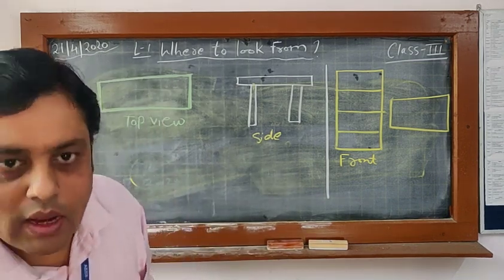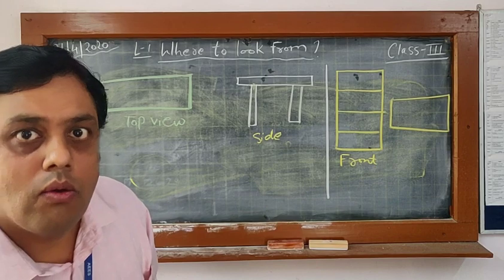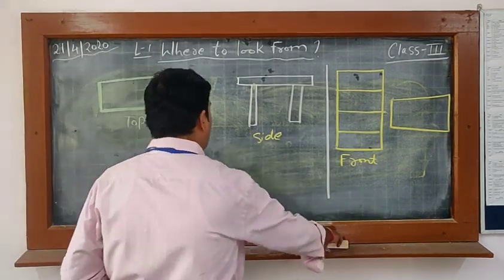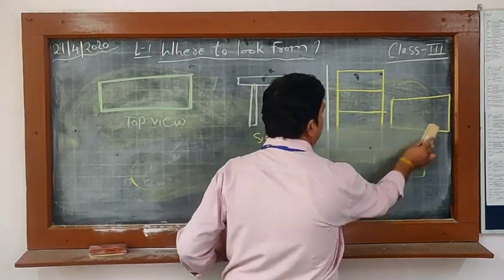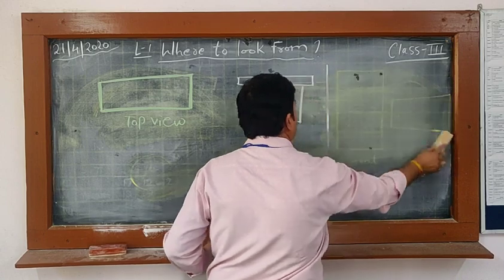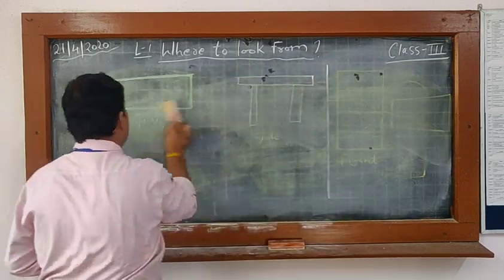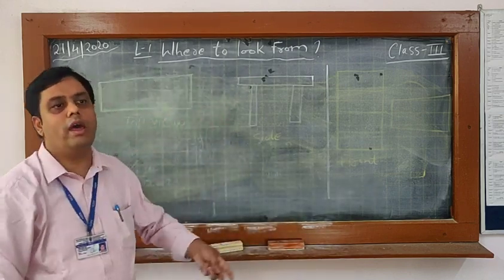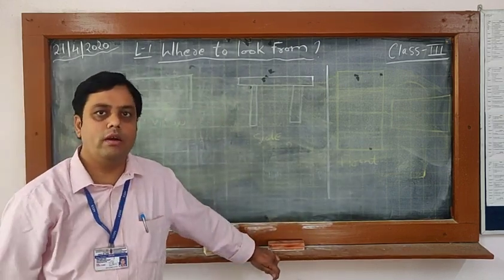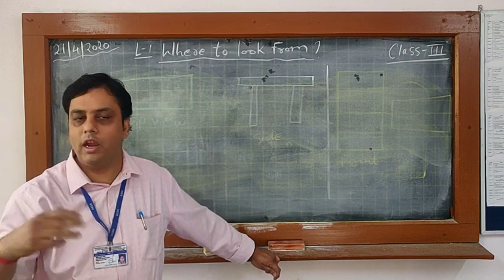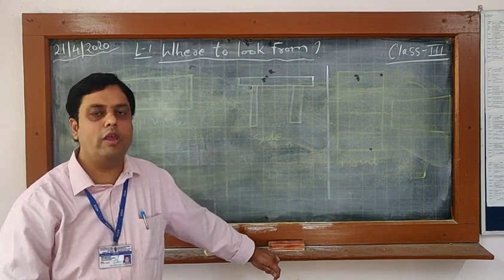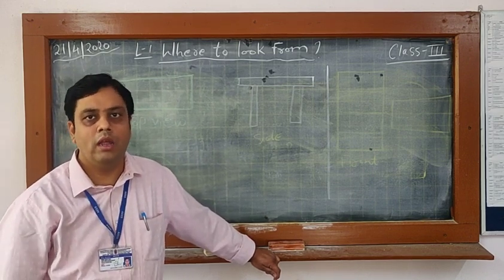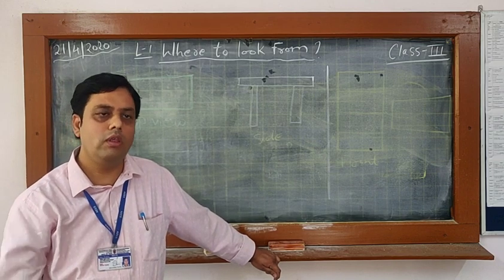Many pictures are given in your book also that you can draw by yourself. And there are two types of questions in the book. One is to draw the view of the different things, and second one is where a picture is given and you have to tell which type of view that is.